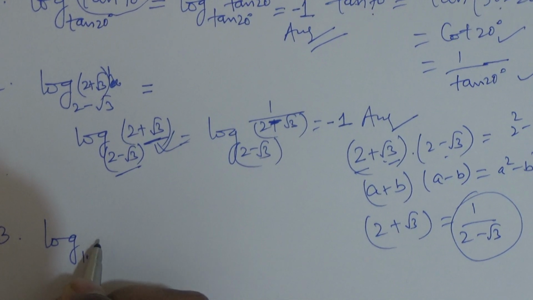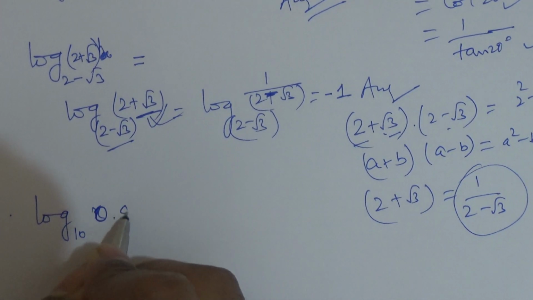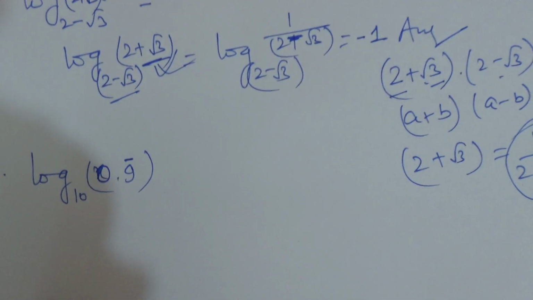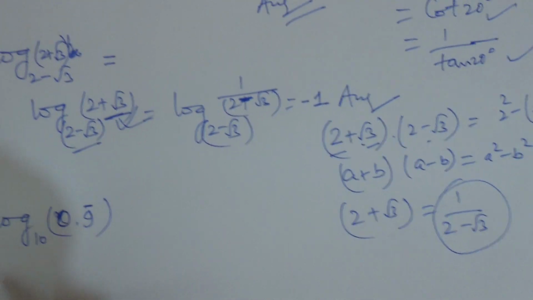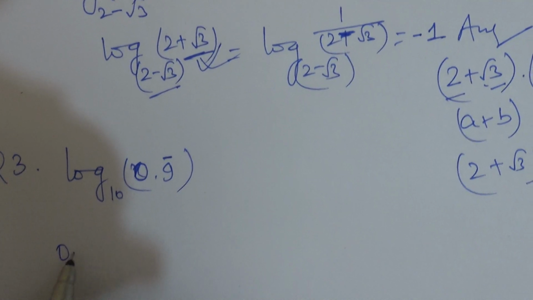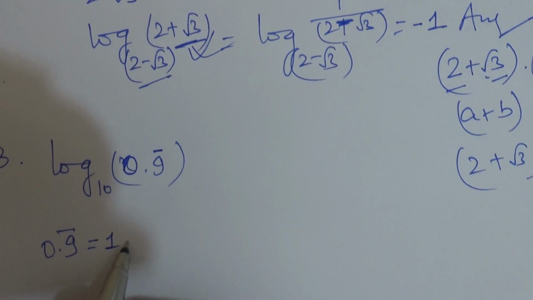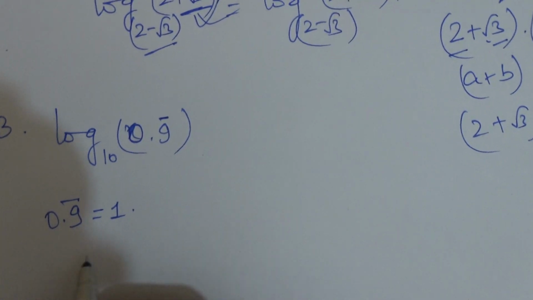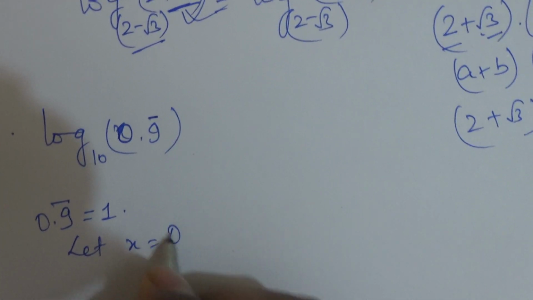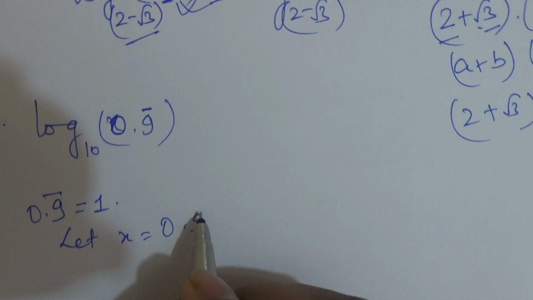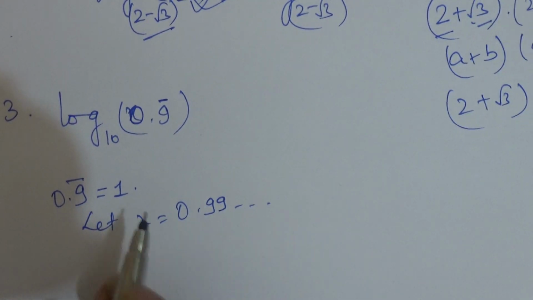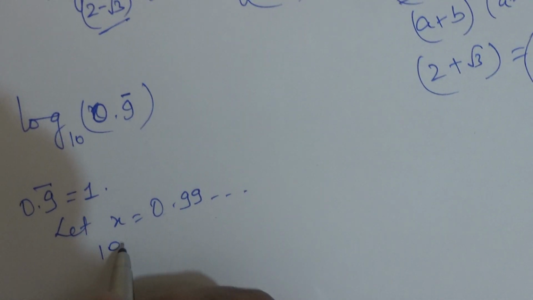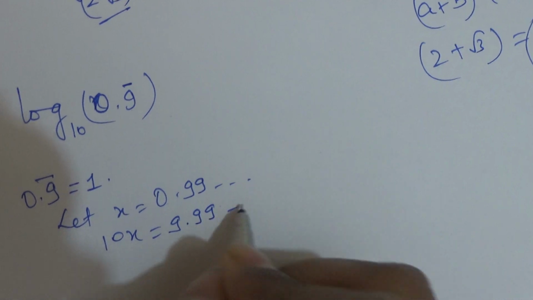It is a laser focus problem. 0.9 bar. Now, one thing must be borne in mind from the earlier class, that 0.9 bar is equal to 1. How? Somebody may be thinking that, how? Let x is equal to 0.9 bar, which can be written as 0.999 recurring like that. So 10x will be 9.99.